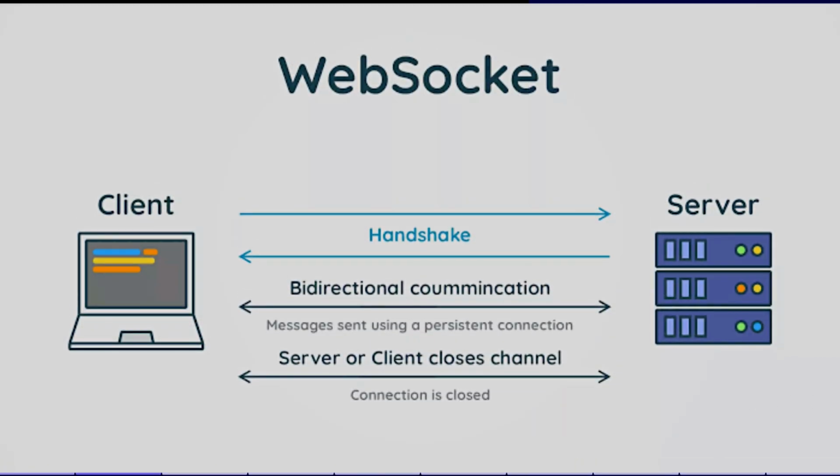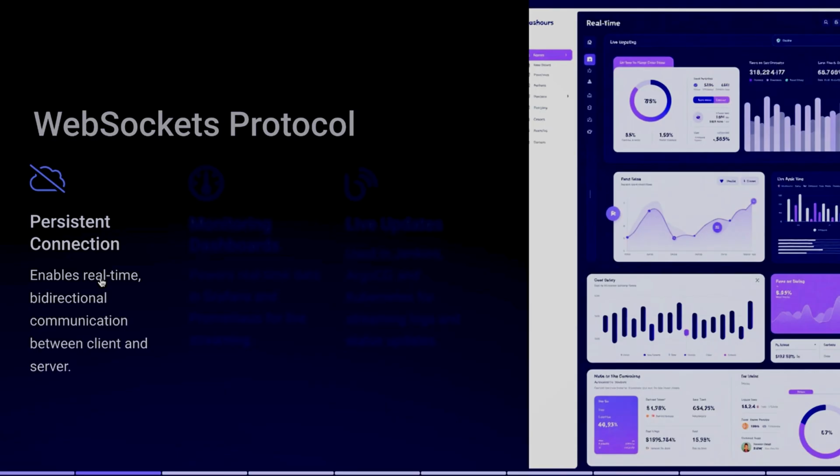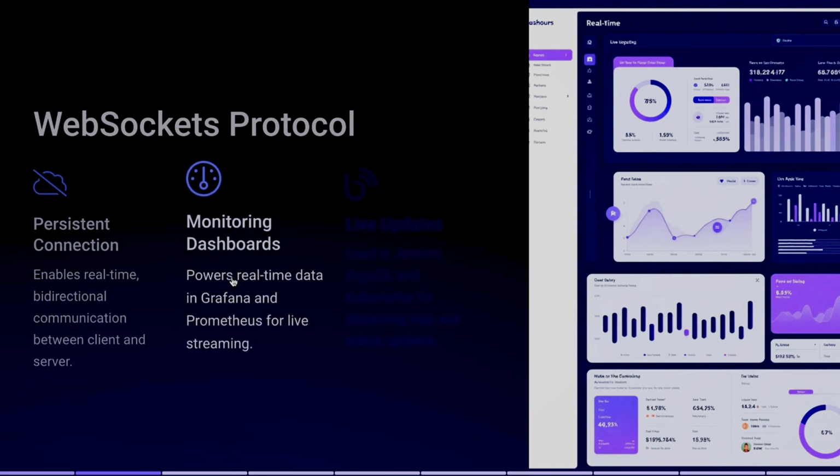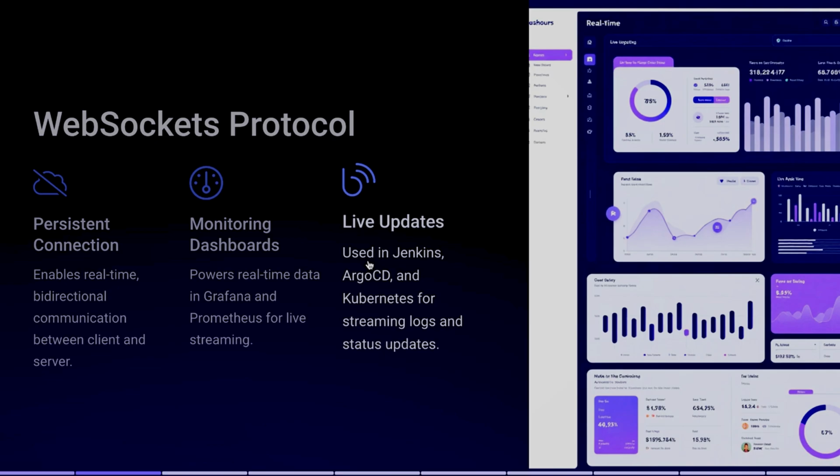WebSocket is a real-time bi-directional communication protocol that allows persistent connection between client and server. Unlike HTTP, which requires multiple requests for continuous updates, WebSockets establish a long-lived connection, enabling efficient communication. In DevOps, WebSockets are used in real-time monitoring dashboards like Grafana, where live data is streamed without requiring page refreshes. They are also used in CI/CD tools to provide live updates on pipeline execution. Kubernetes uses WebSockets for log streaming, allowing developers to view real-time logs from running containers.